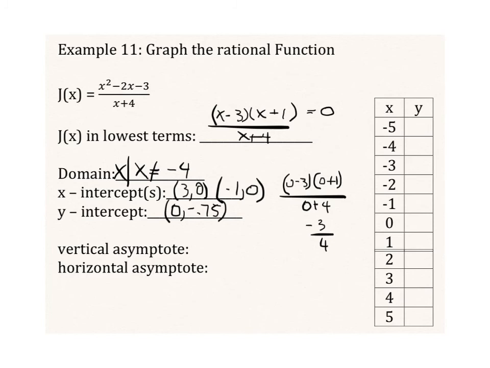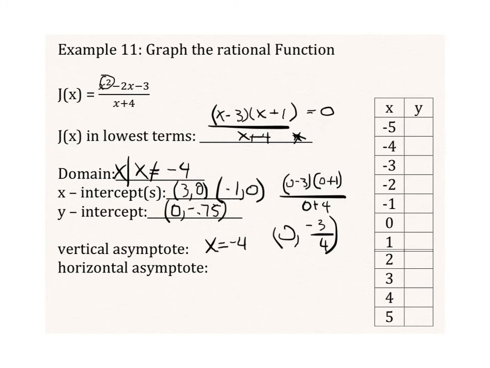Our vertical asymptote comes from our denominator again, right here, this guy, and we get x equals -4. And then our horizontal asymptote, well, we've got to do some work here. We're going to have to do long division.